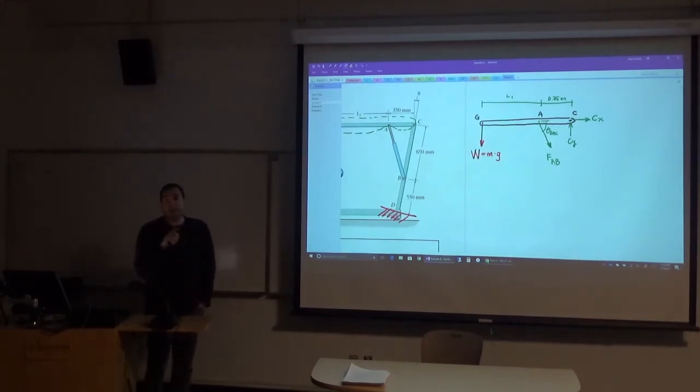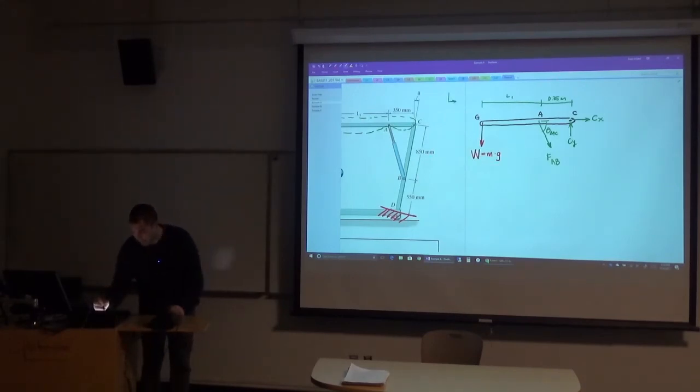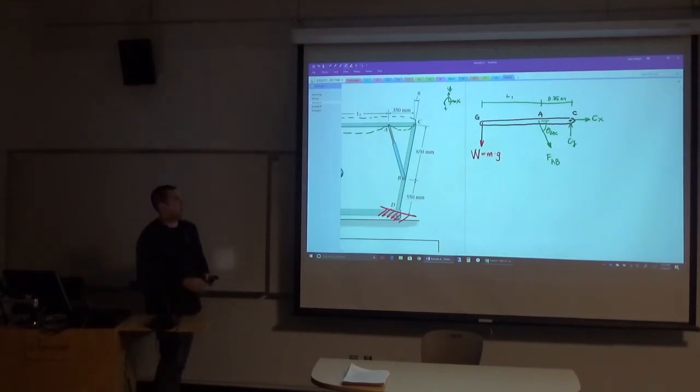Okay, so can you solve for FAB, Cy, and Cx using this free body diagram? And again, we'll make it complete now. I'll give a coordinate system. But is equilibrium enough to solve for all those unknowns? Yeah, you need some trig.